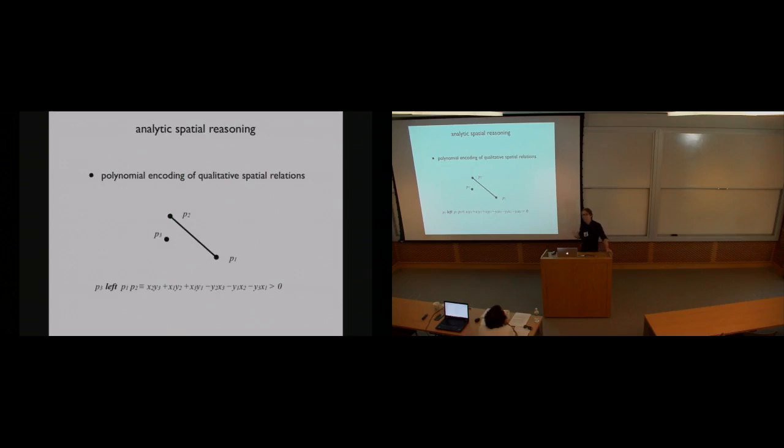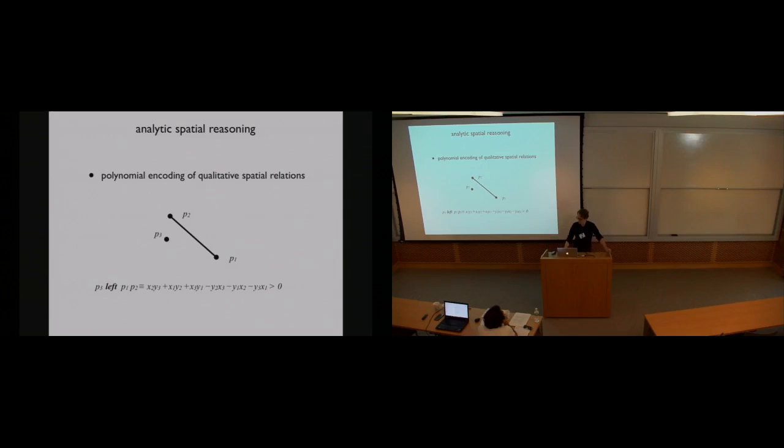I just want to give you a feeling for what that means. We have this qualitative idea of left of, right? Perhaps what we mean is that this point P3 is on that side of this line segment going from P1 to P2. We can express that as a polynomial constraint, which looks like this. The details, of course, don't matter, but each of the objects is assigned these variables. If we're able to plug in numbers into these variables, then that spatial constraint is satisfiable.